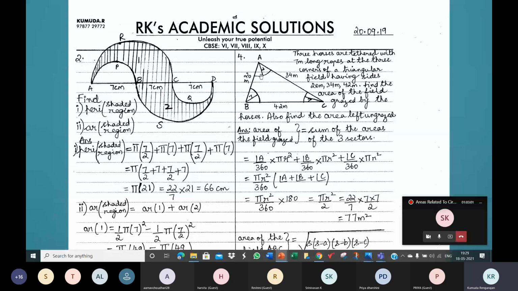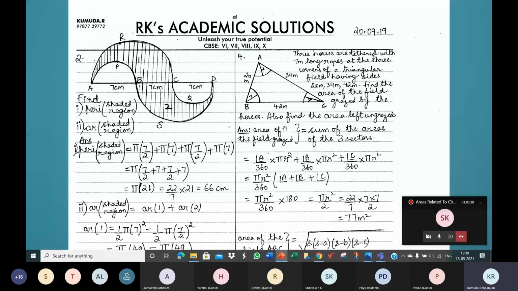We do not know angle A, angle B, or angle C. So separately we cannot find the areas, but we can find the total area that is grazed by all three horses. Separately, what area each horse grazes can't be found because we don't know the sector angles. The total area grazed by all three horses we can find.